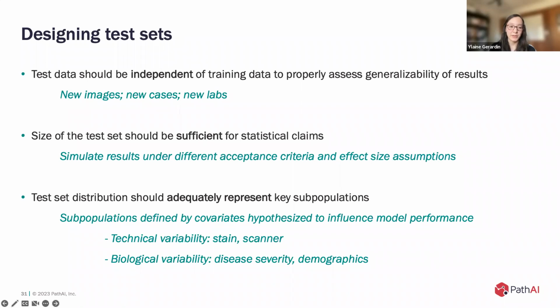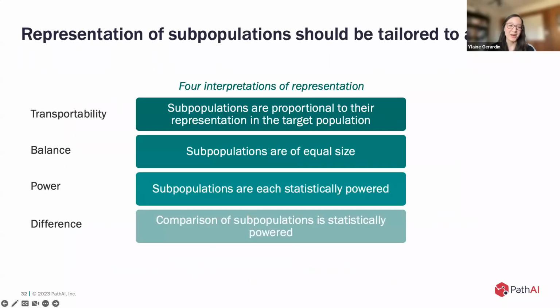So I said I'll get into what it means to adequately represent a population. There are really different aims here and different ways that it can be interpreted for a test set to be adequately representative. The aims here are transportability, balance, power, and difference, and I'll walk through each of these in an example.